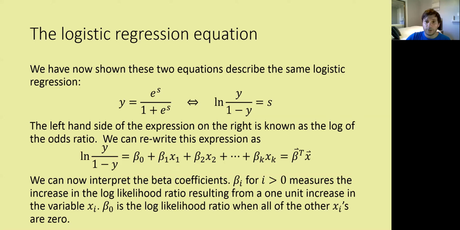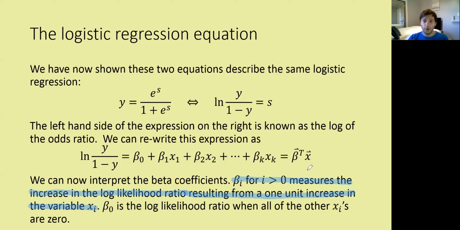So the way we're going to interpret the beta coefficients here is a little different than in linear regression. Beta i, for i bigger than 0, meaning not the intercept term, measures the increase in the log odds ratio resulting from a 1 unit increase in the variable xi.